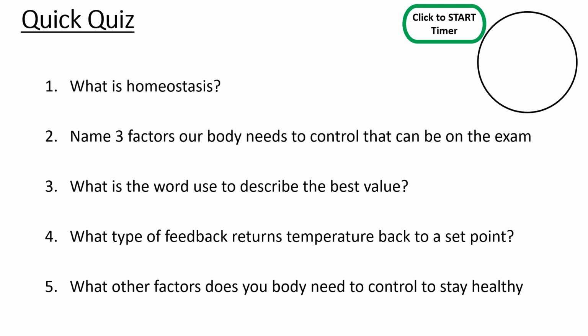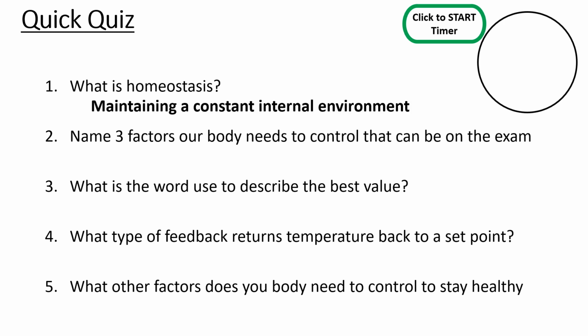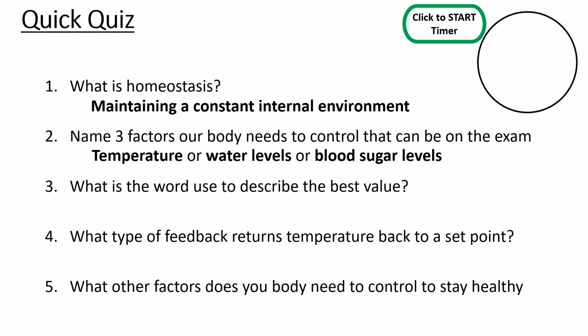So question 1, what is homeostasis? Well, we've got the short version, which is maintaining a constant internal environment. The 3 factors you need to know about on the exam, remember there are plenty more, but these are the ones that need to be on the exams: temperature, water levels, and blood sugar levels, or blood glucose level is fine too. What word best describes the best value? Of course the optimum, and again we can define that as when we have the fastest rate of reaction.